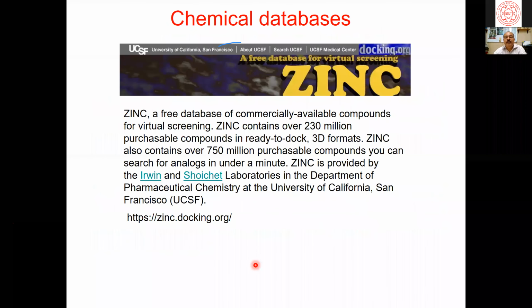Some examples of these databases include Zinc, which is a free database of commercially available compounds, which can be used for virtual screening. It contains over 230 million purchasable compounds in ready-to-dock 3D formats, and also has 750 million purchasable compounds that can be searched for analogs in under a minute. And this is provided by Irwin Shoichet Laboratories in the Department of Pharmaceutical Chemistry at the University of California.